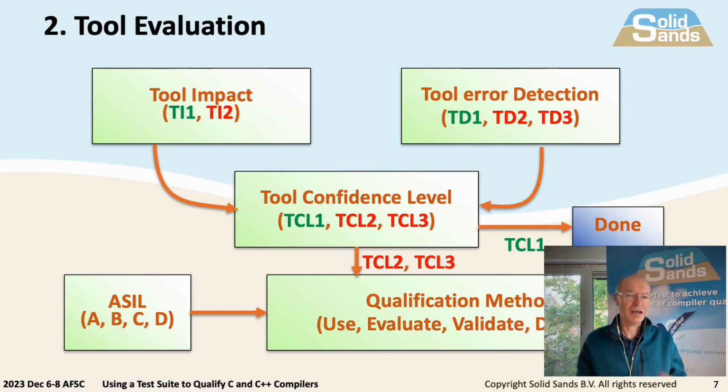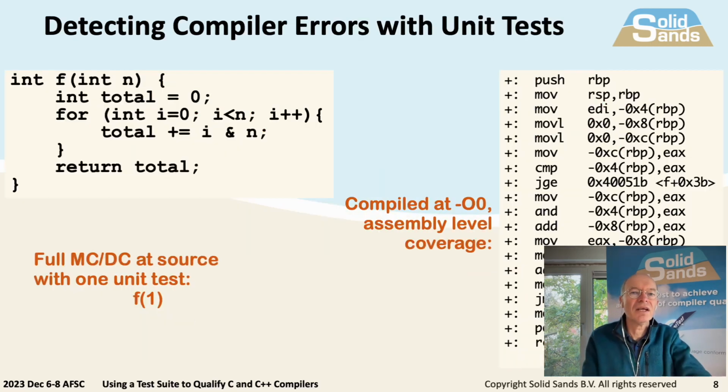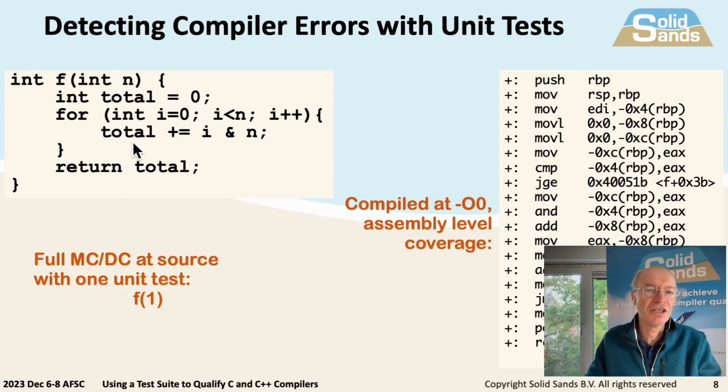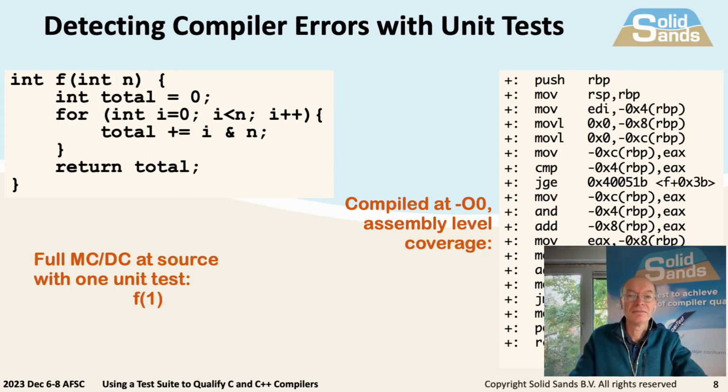You may think, okay, I have my test suite for the application with all the unit tests, full MCDC coverage for my source code. That must be sufficient to find any errors in the compiler. But that's not necessarily true, and I'll show you why. Here's a simple loop compiled with a low optimization level. We have one unit test case. We call the function f with 1. And then if we analyze that, we find that we have full MCDC coverage of the source code.